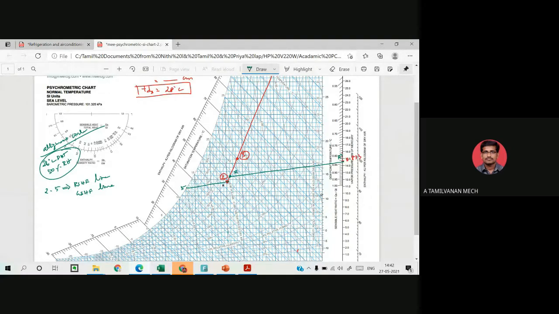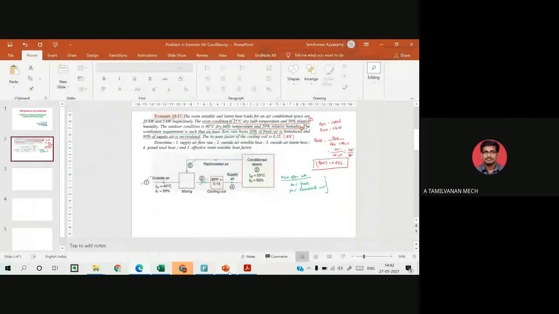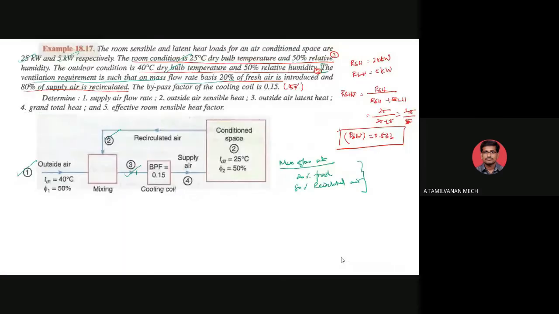From point 3 which intersects the line 2-5, we have not exactly located point 6, where it intersects the line 2-5. So we are going to calculate it. Listen here, the problem is where exactly it is located. I already told you the cooling coil temperature is nothing but the 6.